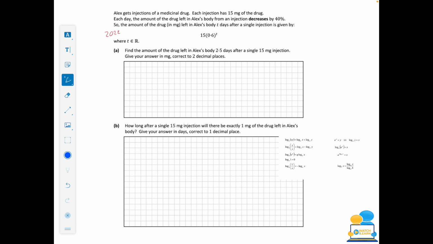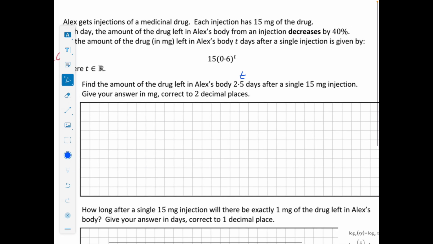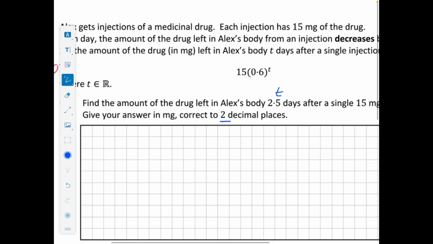So 15 multiplied by 0.6 to the power of t. Find the amount of the drug left in Alex's body 2.5 days. Okay, so this is going to be my t after a single injection. Give your answer in milligrams, correct to 2 decimal places. So all I'm going to do is I'm going to sub in 2.5 for t. So it'll be 15 multiplied by 0.6 all to the power of 2.5.